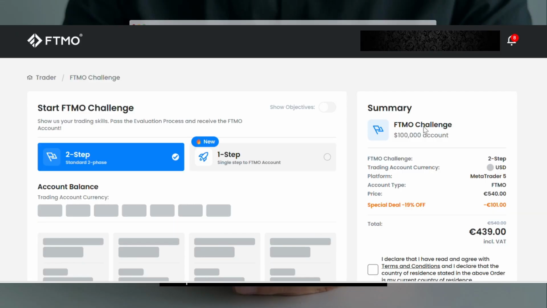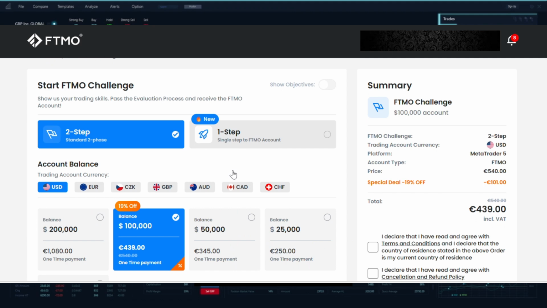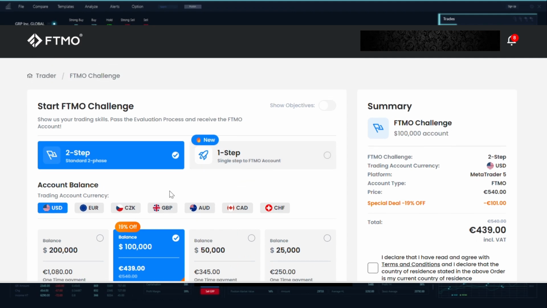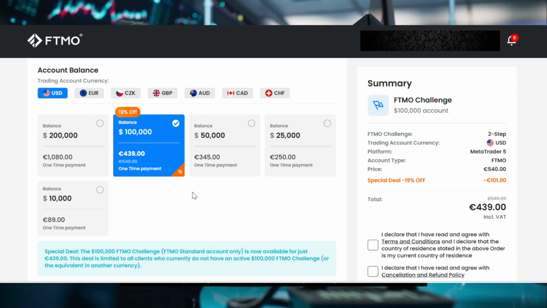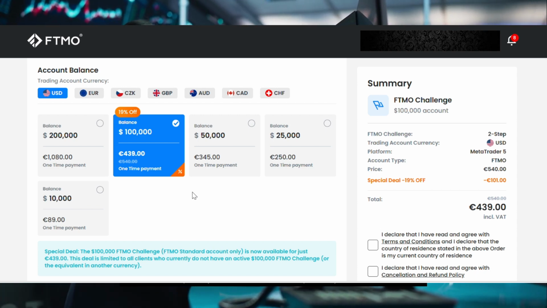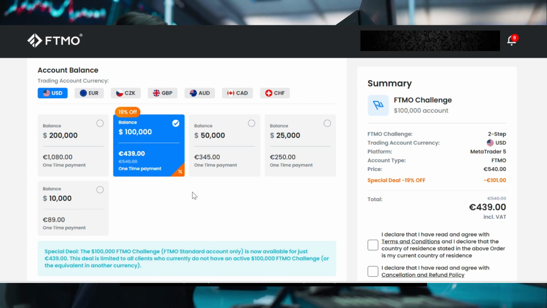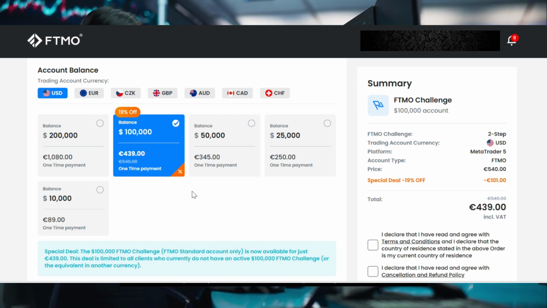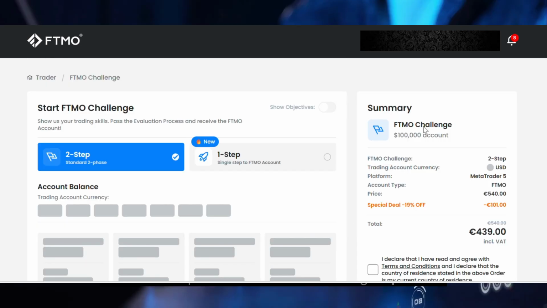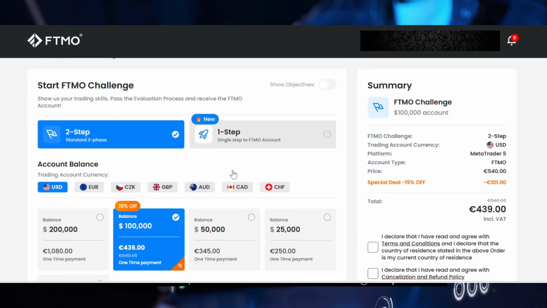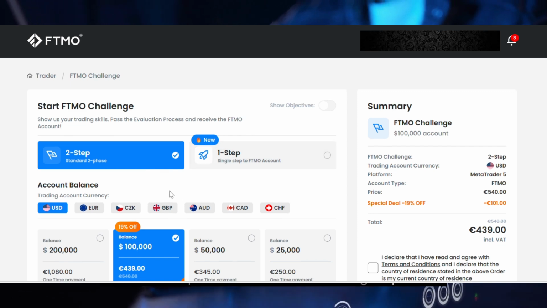Step 2. Choose the account size. After logging into FTMO, traders will see several different account sizes available. Common options include $10,000 account, $25,000 account, $50,000 account, $100,000 account, $200,000 account. The main difference between these accounts is the amount of capital available if the challenge is passed.